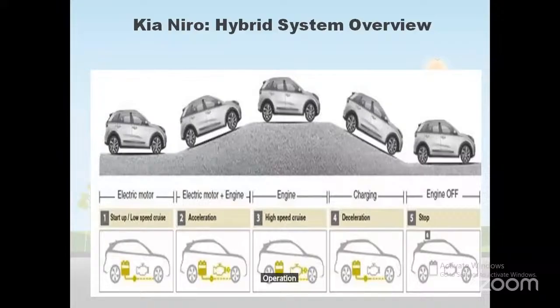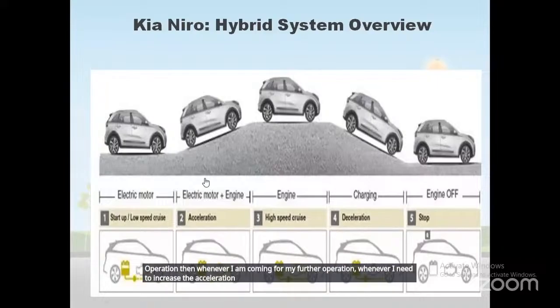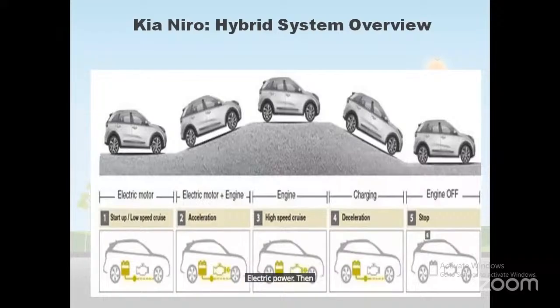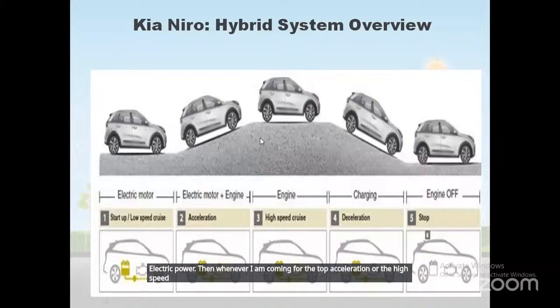Then for further operation, whenever I need to increase the acceleration, I'll be using both the powers: my IC engine power as well as some electric power. Then for the top acceleration or the high speed cruise, I'll be having only engine power. Then whenever deceleration happens, I'll be having the regenerative braking.